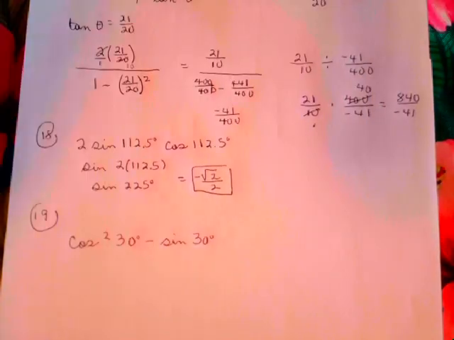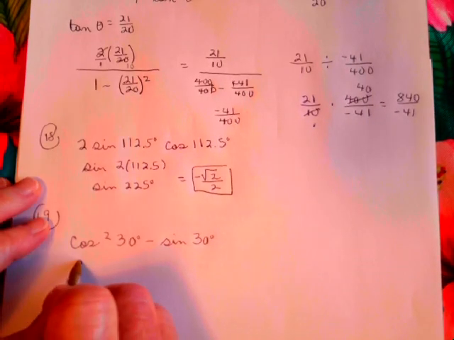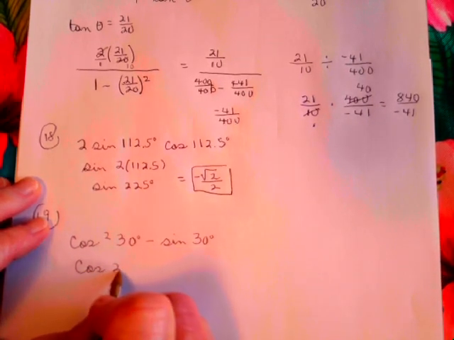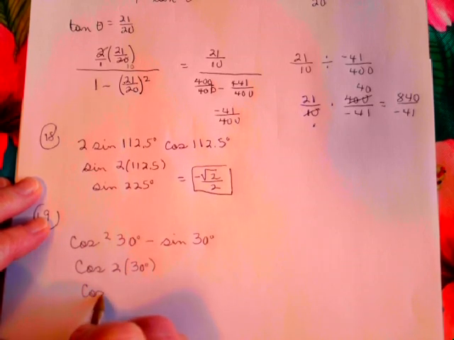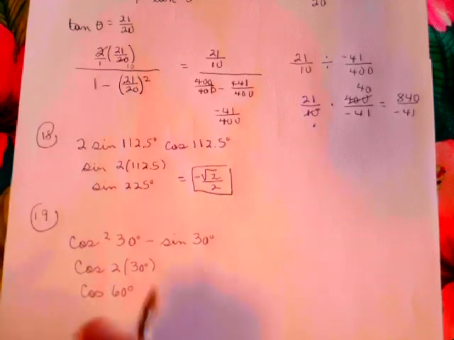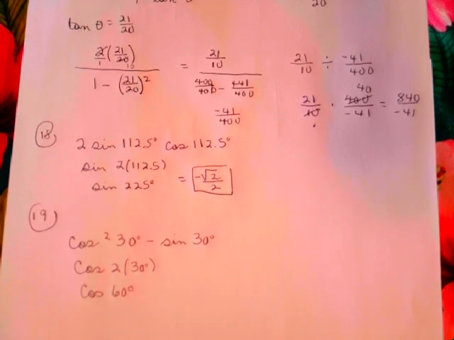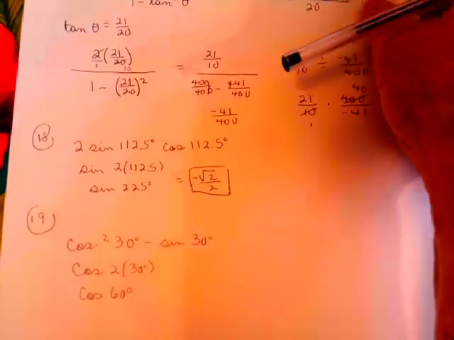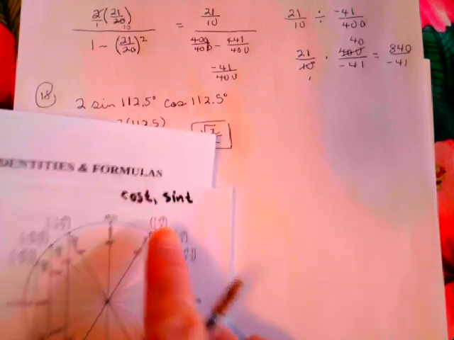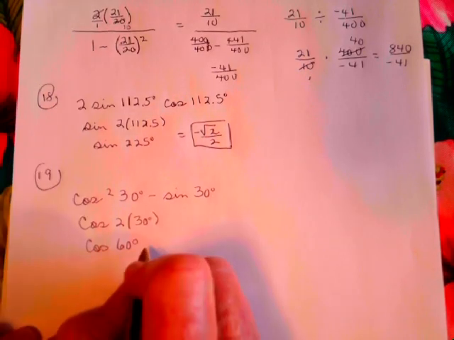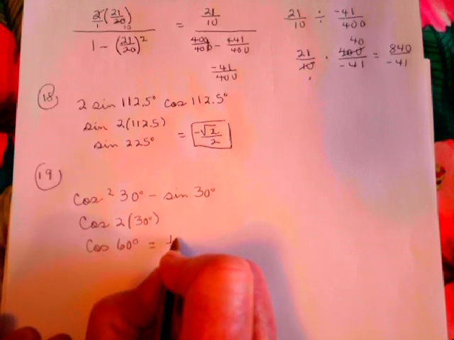Cosine of 2 theta. So this is cosine of 2 times 30 degrees. So this is cosine of 60 degrees. You can look at your exact value chart or your unit circle, either one. I'm going to give you the unit circle. The cosine of 60 degrees is 1/2. Final answer, 1/2.